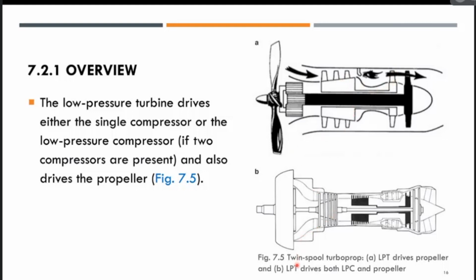And then you also have a low pressure turbine which drives both the low pressure compressor and the propeller, as shown in figure B. This is another arrangement of this type of configuration for a two spool or double spool turboprop engine. You can either have the low pressure turbine drive the propeller, or the low pressure turbine drive both the low pressure compressor as well as the propeller.